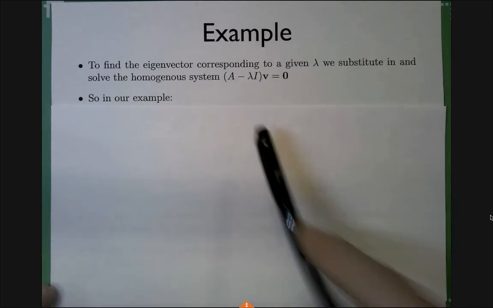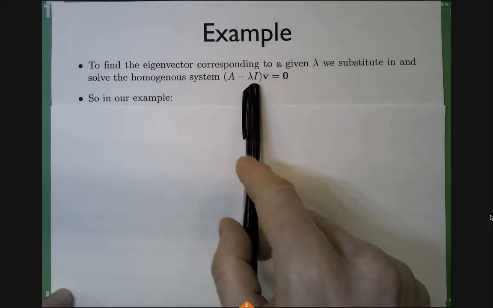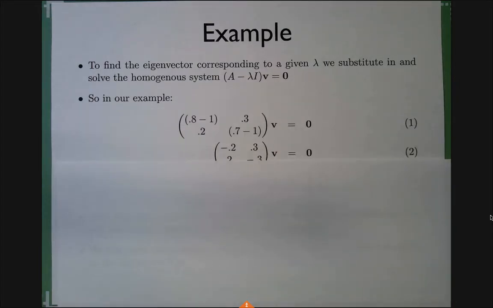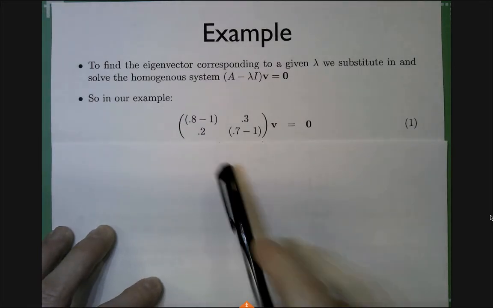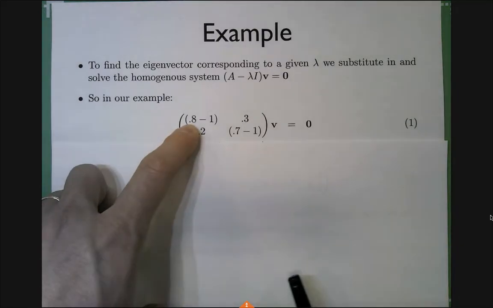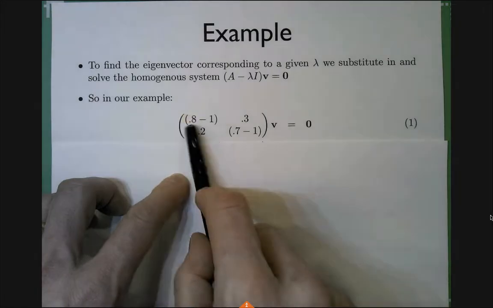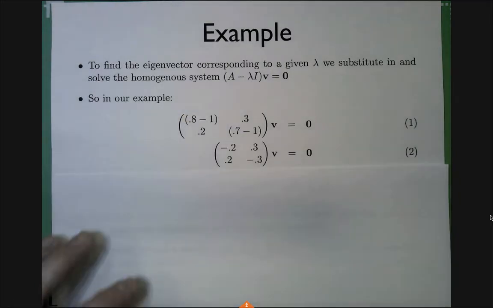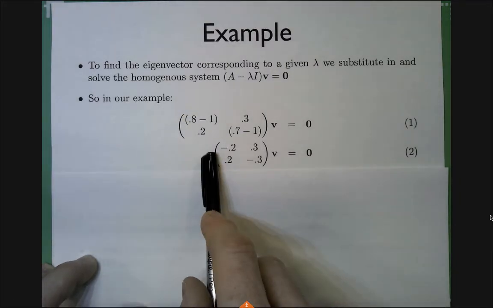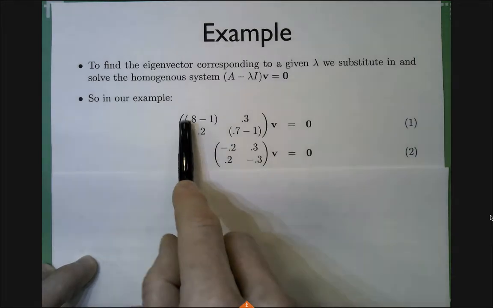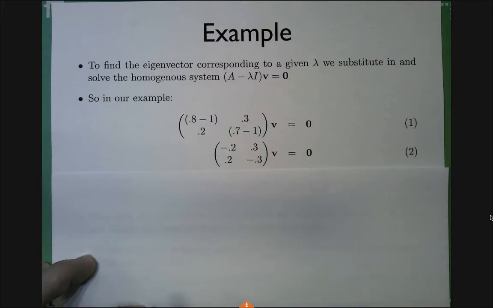So we take this formula, we plug in the eigenvalue we just found. Let's start with 1. If we do that, we do 0.8 minus 1 here. So this is minus 1 times identity. So we get 0.8 minus 1, 0.7 minus 1. So that boils down to minus 0.2, 0.3, 0.2, minus 0.3, right? This is minus 0.2, this is minus 0.3.